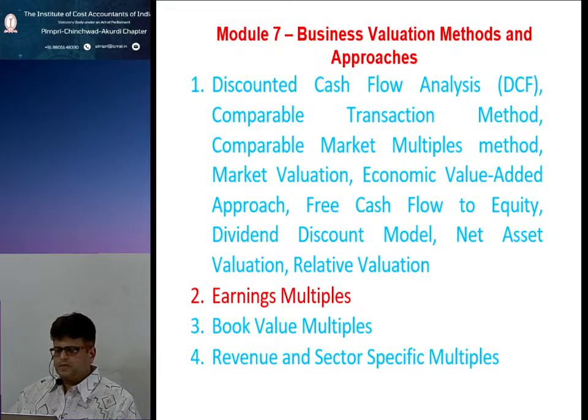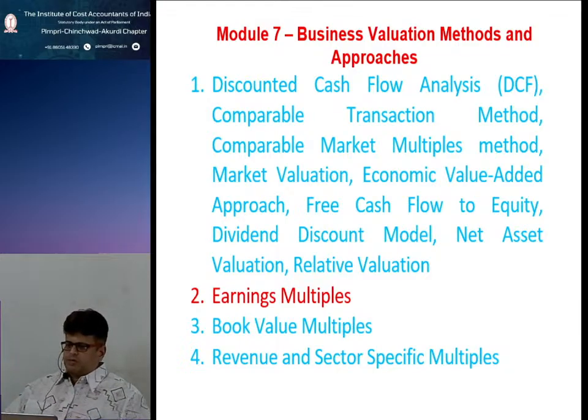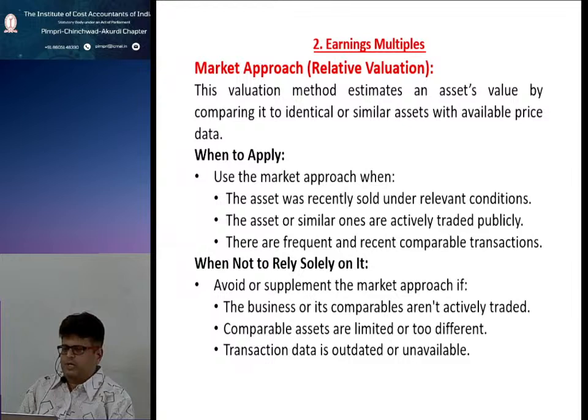So today we are seeing chapter 2, which is about earnings multiples. Now this is another angle of how the multiples for earnings have to be considered while valuation is being done by the registered valuer. What are the aspects? There are various approaches which are involved in earnings multiple. One is a market approach, which is called relative valuation. This valuation method estimates an asset's value by comparing it to identical or similar assets with available price data. So as the name suggests, it's a market approach or relative valuation.